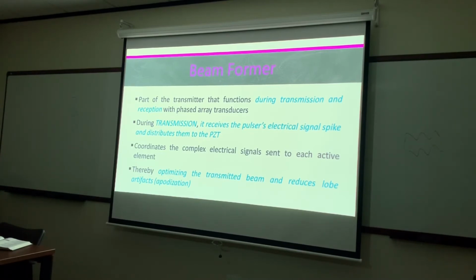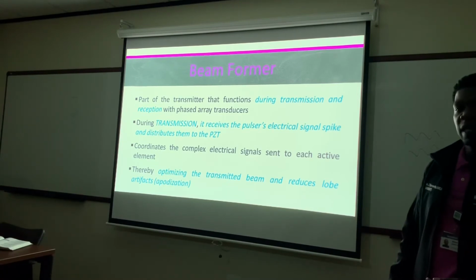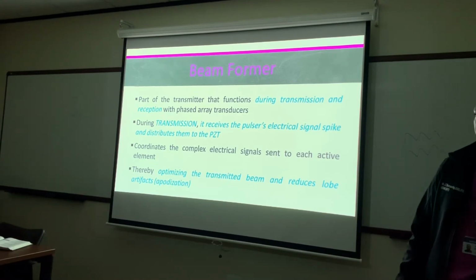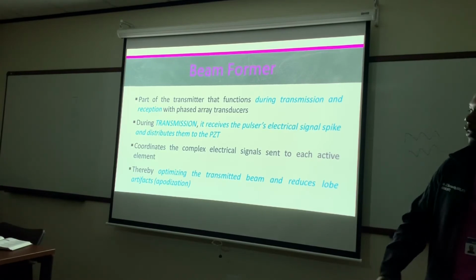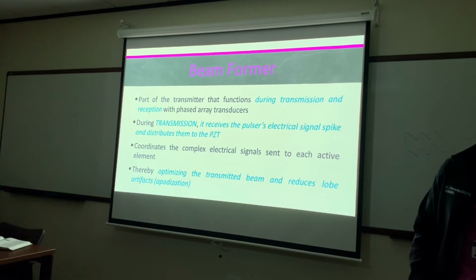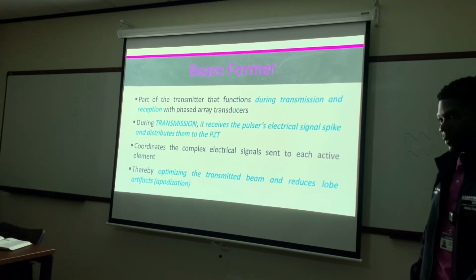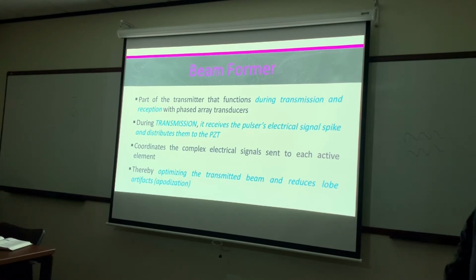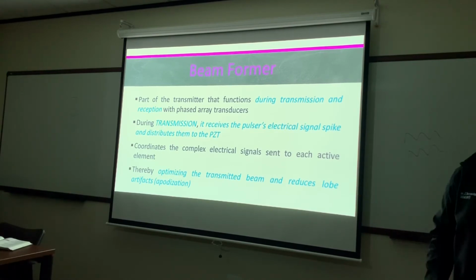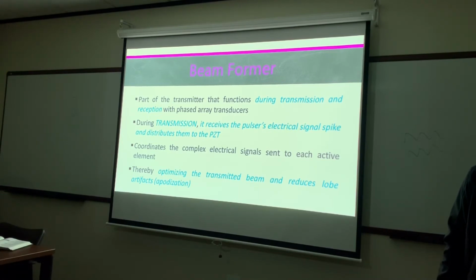Why does it function during both? Do you guys remember? Because we have something called dynamic receive focusing, right? That focuses the beam during reception. So that's why the beamformer also functions during both transmission and reception. During transmission, it receives the pulse's electrical signal spike and distributes it to the PZT. So one single electrical signal is going to come from the pulsar. The beamformer is going to be the distributing factor of how each single PZT element gets its electrical signal.